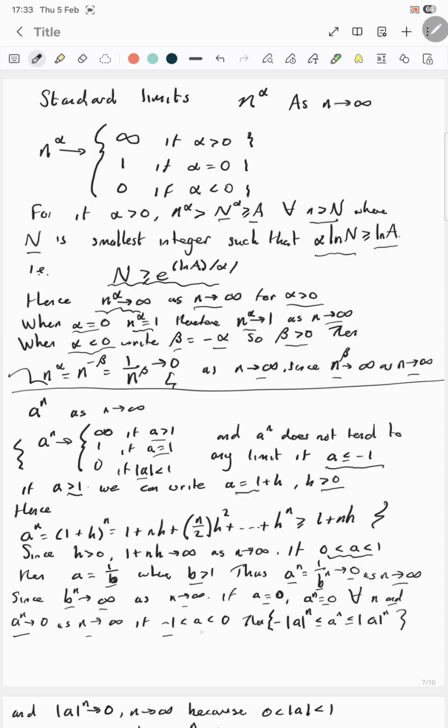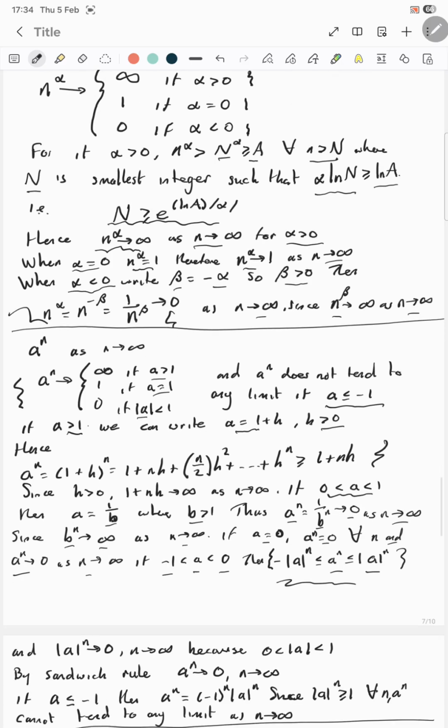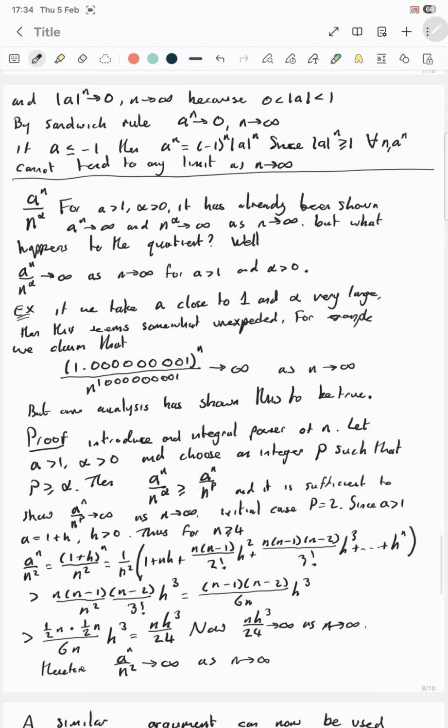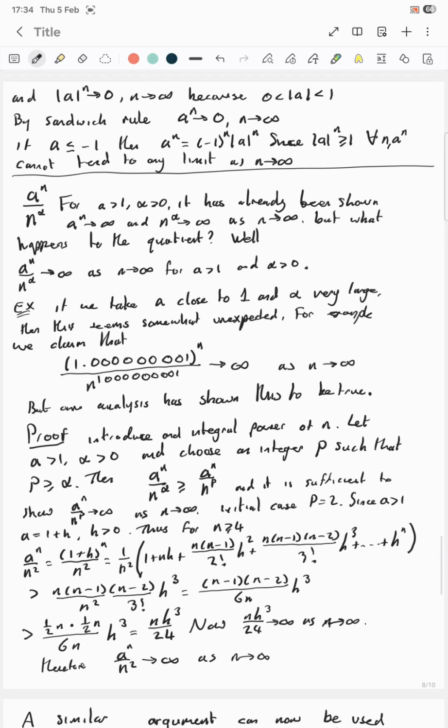If minus 1 is less than a and a is less than 0, then minus the absolute value of a to the n is less than or equal to a to the n, which in turn is less than or equal to the absolute value of a to the n. And the absolute value of a to the n goes to 0 as n goes to infinity, because the magnitude of a is between 0 and 1.